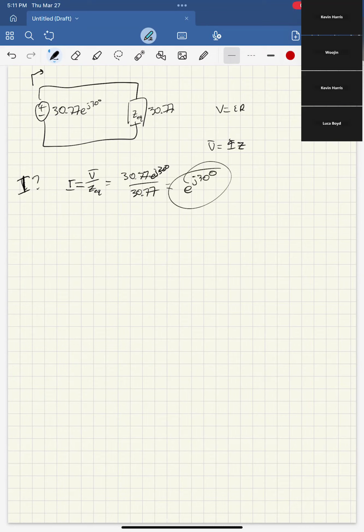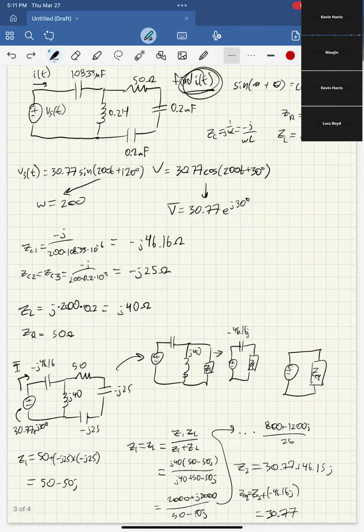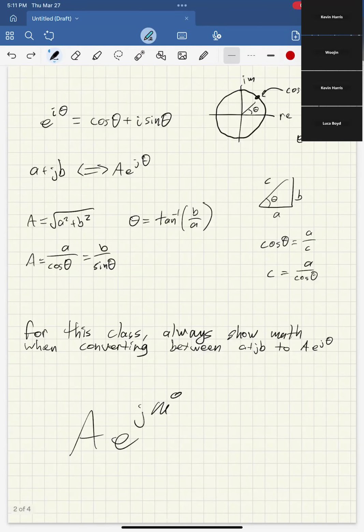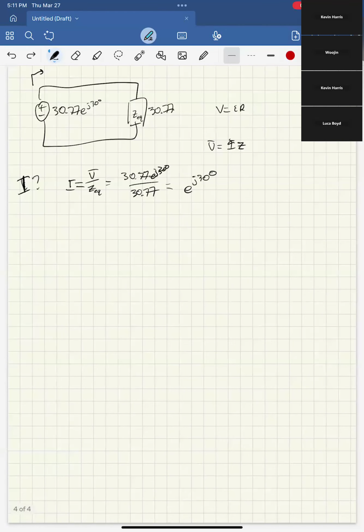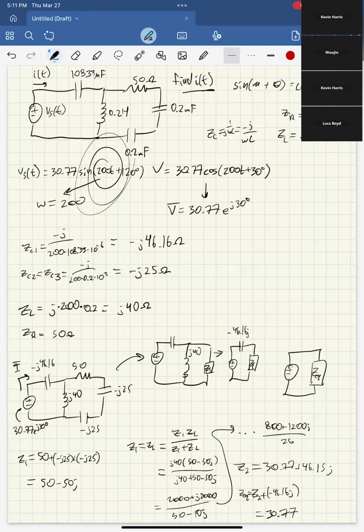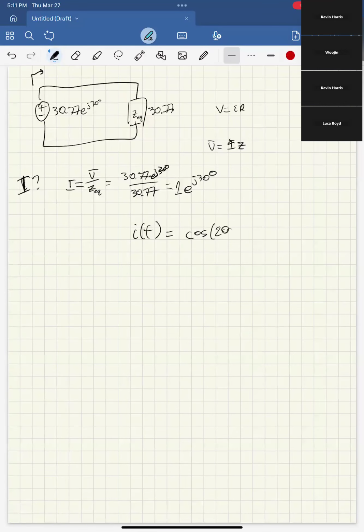And this is not your final answer, remember, because it asked for I of t. So we have to convert back. By the logic we had here, it's just the same thing in reverse. So here we have essentially a 1 in front. So I of t would be equal to simply cosine of, and the omega stays the same. So it's back to that 200 here. So 200t plus 30 degrees. And this would be, oh, and amps, important. And this would be your final answer for that.